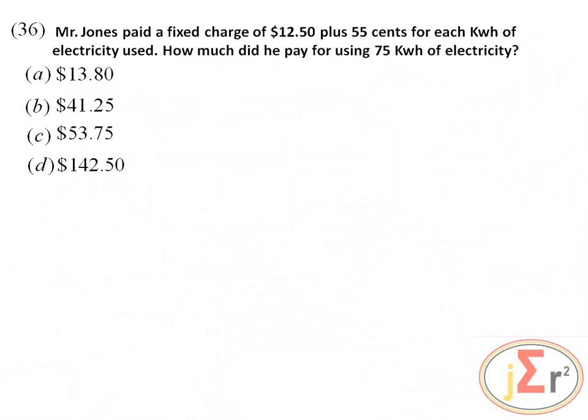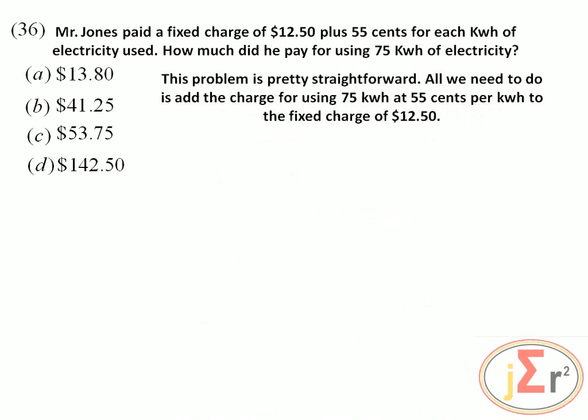Mr. Jones paid a fixed charge of $12.50 plus 55 cents for each kilowatt hour of electricity used. How much did he pay for using 75 kilowatt hours of electricity? This problem is pretty much straightforward.